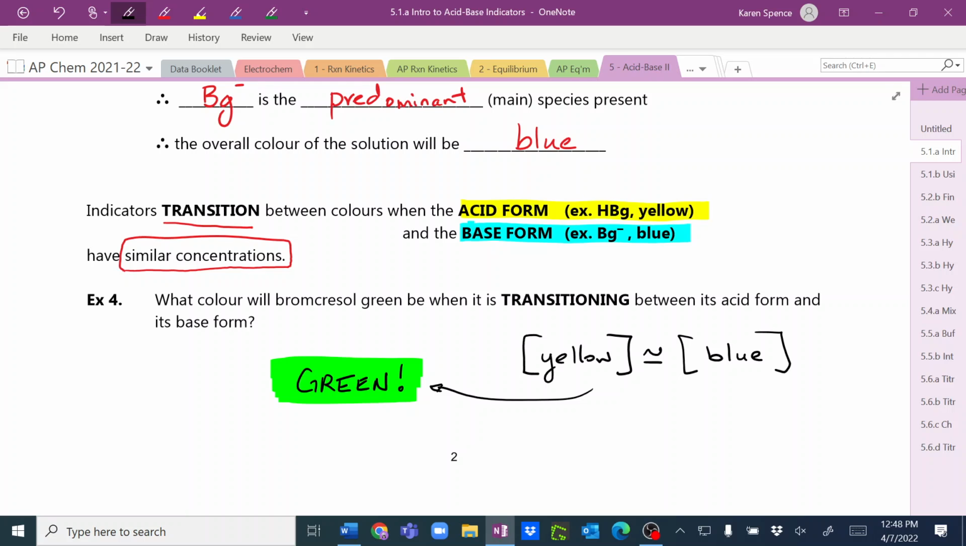Not necessarily neutral. These transitions take place at different pHs. Some of them transition at pH 7, some of them transition at pH 11. So it really depends on the substance.